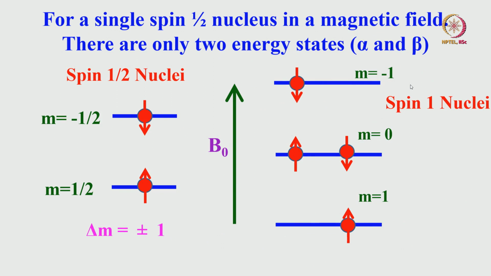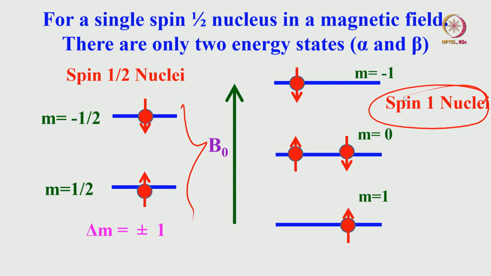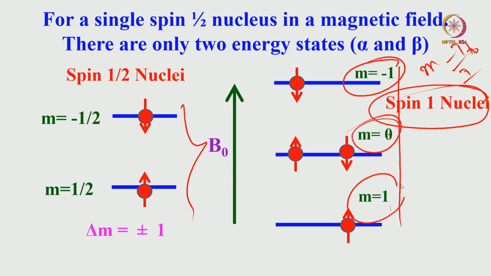Now I will consider the example of a single spin half nucleus in a magnetic field. Of course, as I already explained to you, there are only two possible spin states. This is the allowed transition. What happens for a nucleus with nuclear spin 1? For example, deuterium has spin 1. As I told you, for I equal to 1, m changes from -I to +I in steps of 1. So -1, 0 and +1, three possible spin states are there for spin 1 nuclei. This is m equal to -1, m equal to 0 and m equal to +1.